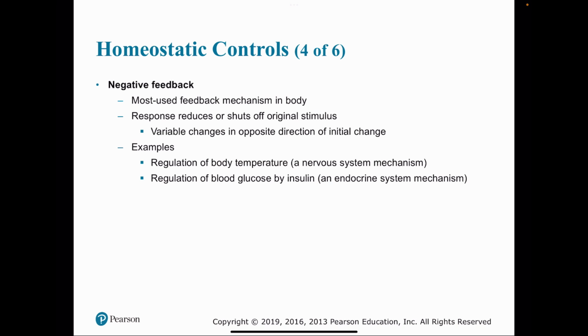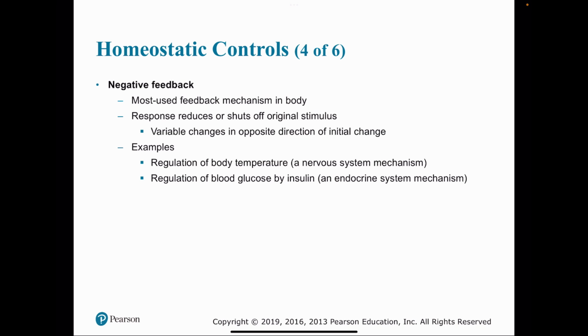Now, negative feedback, again, most used, it's going to be the overwhelming majority of the different types of feedback that we see. The response reduces or shuts off the original stimulus, so the variable changes in the opposite direction of the initial change. Essentially, it would be like if there's a light on in a room and you were to detect that, and then you turn the light switch back off, so there's no more light.